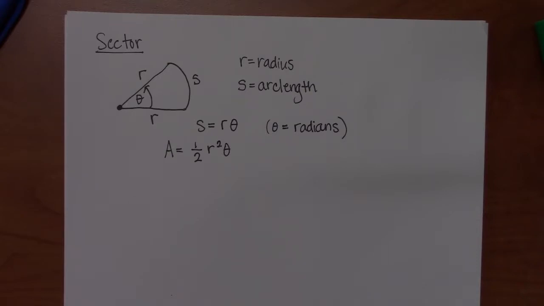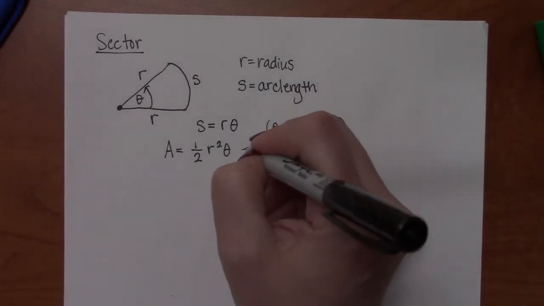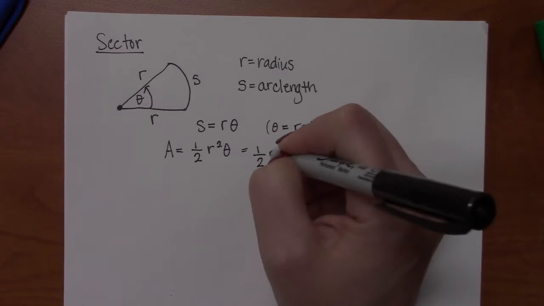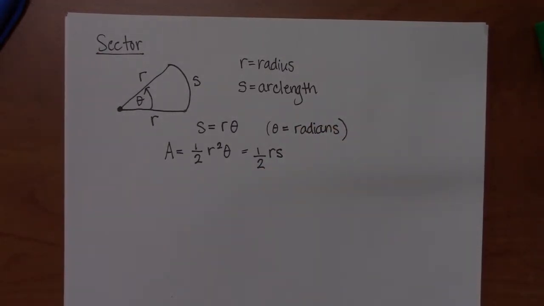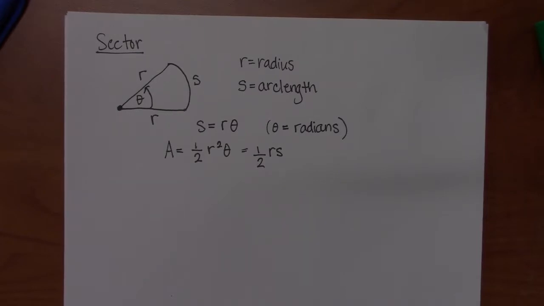But what if I don't know the angle measure? What if I just know r and s, okay? By using the arc length formula, I can solve it for theta and plug it in, and when I simplify, I'll get 1/2 r times s. So that's another way you could calculate the area. If you plug in s over r, the r in the denominator cancels one of those r's in the numerator, and that's why you get rs, okay?